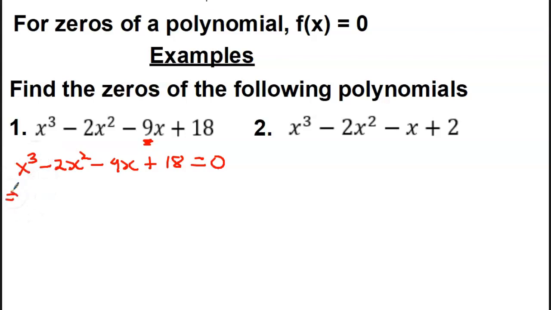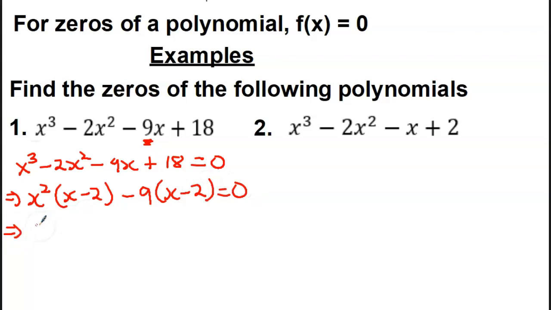Now this implies that x cubed and then 2x squared. What is the common factor? The common factor is x squared. So x minus, what is left here? Minus 2. Okay. So minus 9 to bracket x minus 2 is equal to 0. So you have x minus 2 and then x squared minus 9.